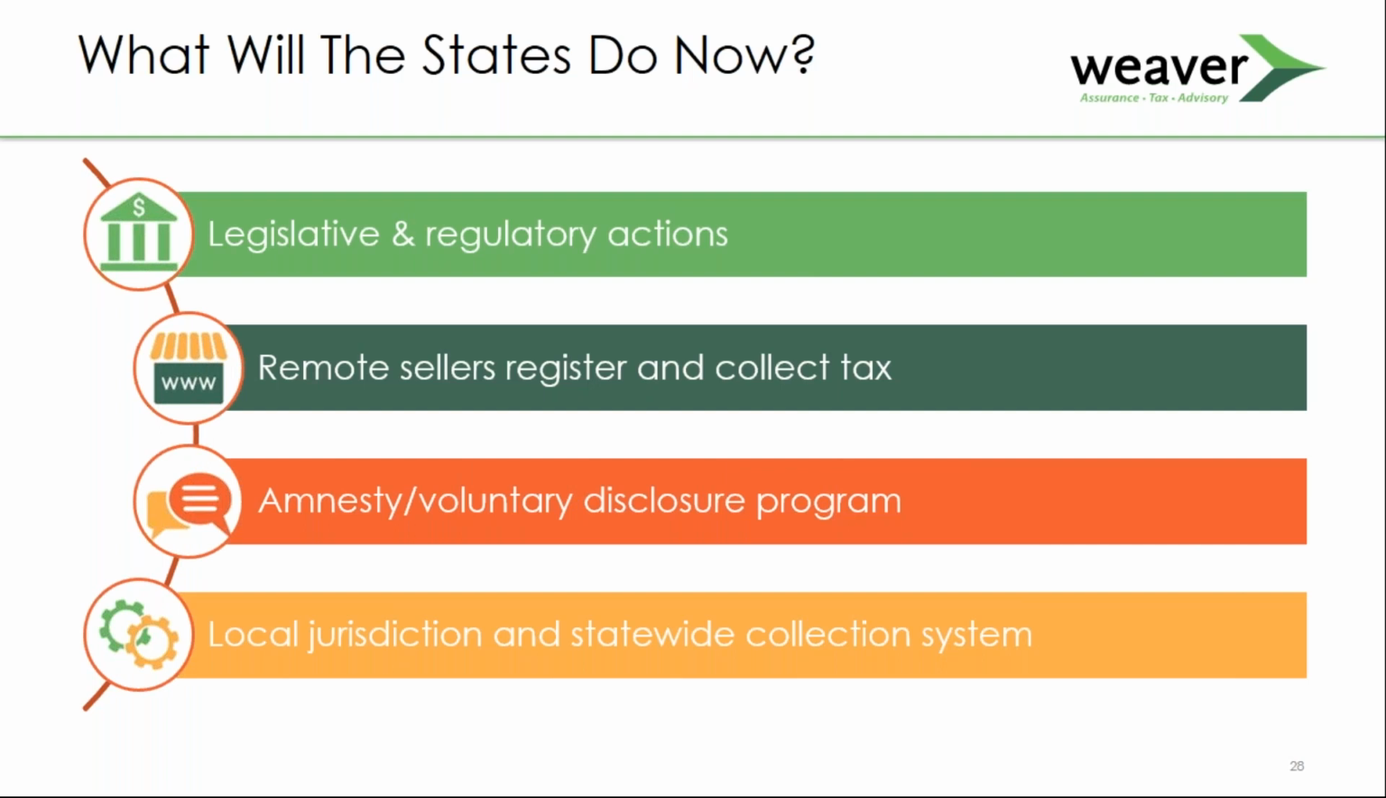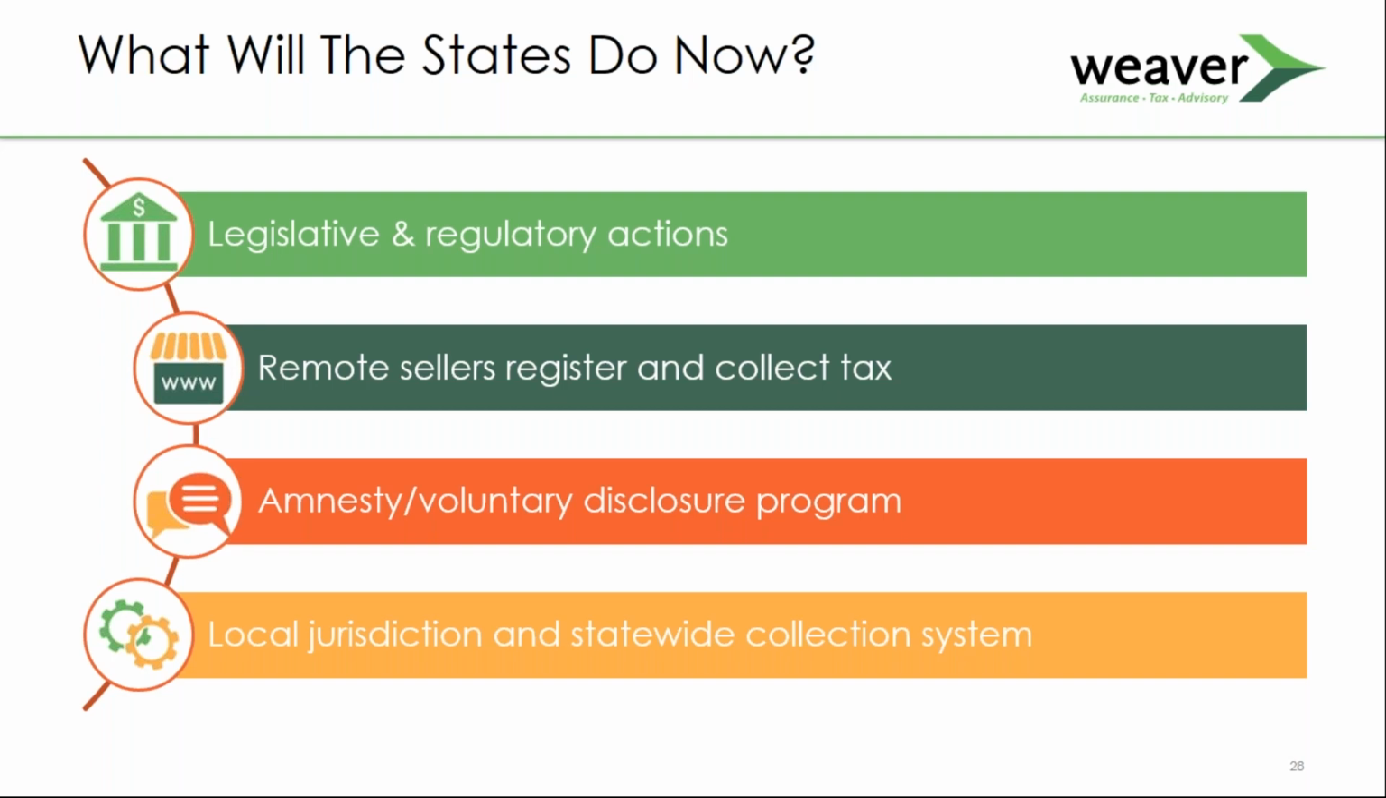What will states do now? They're definitely going to be taking legislative and regulatory actions. They're already busy. We're seeing new stuff come out every day. They're all adopting or considering adopting economic nexus standards now that this decision has come out. States with laws in place can immediately begin requiring remote sellers to register and collect taxes, assuming they have that effective date in place.